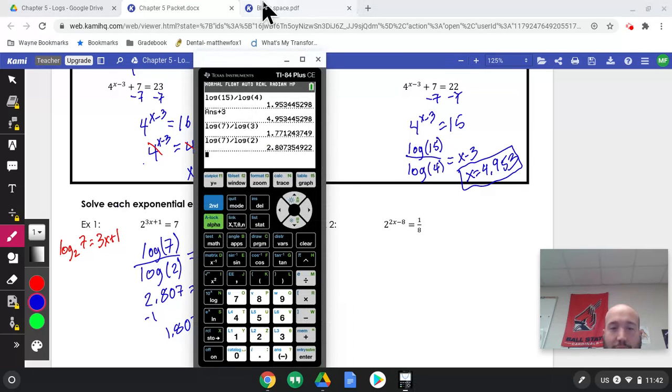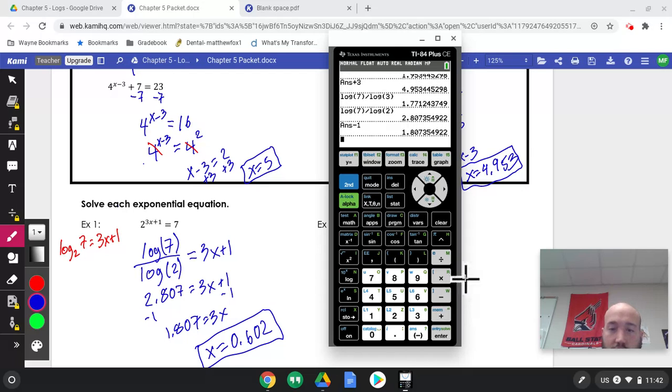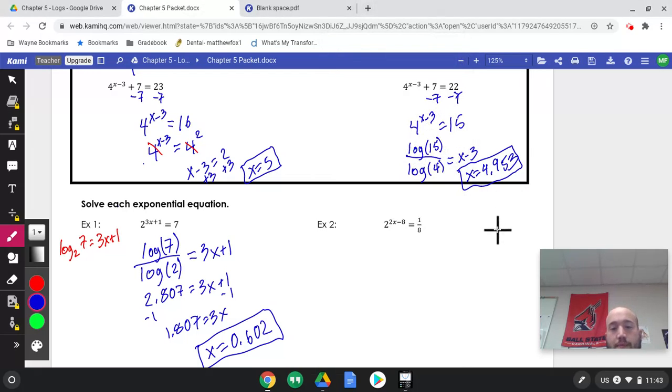However, one way you can do it that I think is easier is once we get our answer, then we said we have to subtract 1. So just think it through. Minus 1. Oops, let me try that one more time. Minus 1. Okay, and then from here, divided by 3. And there we go, 0.602. So we get the same answer.